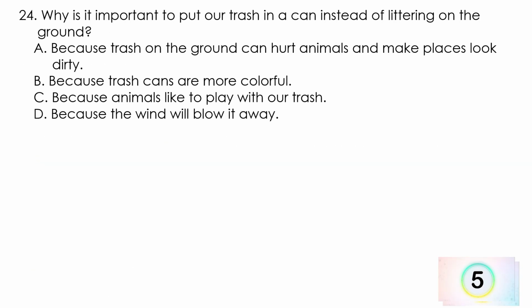24. Why is it important to put our trash in a can instead of littering on the ground? A, because trash on the ground can hurt animals and make places look dirty. B, because trash cans are more colorful. C, because animals like to play with our trash. D, because the wind will blow it away. Answer is letter A, because trash on the ground can hurt animals and make places look dirty.